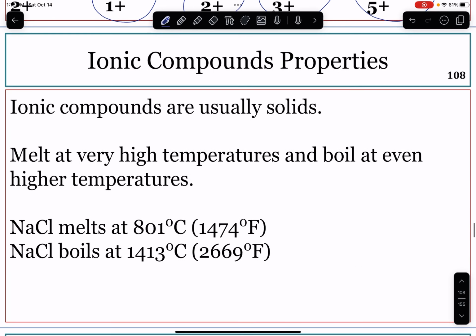Now let's look at some of the ionic compound properties. Ionic compounds are almost always solids, and that's because they melt at super high temperatures. Sodium chloride, NaCl, is the most common ionic compound we've probably come across in our lives. It's table salt. NaCl melts, becomes a liquid at almost 1500 degrees Fahrenheit, and it boils at almost 2700 degrees Fahrenheit. Hopefully, you will never come across that high of heat.